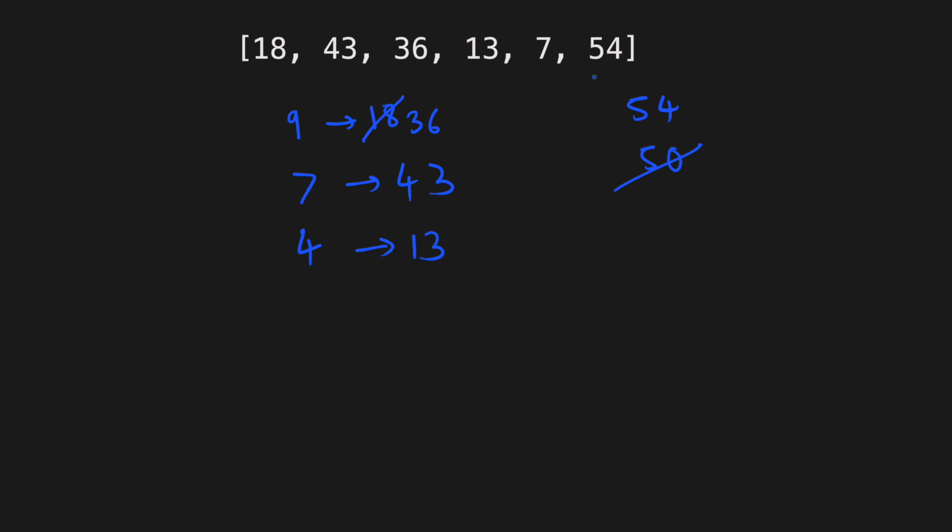Then we see 54 for group 9. So we will sum up 54 and 36, that is 90, which is more than the current maximum sum, and set the maximum value equal to 54. And now we are done with all the elements. So our answer will be equal to 90.